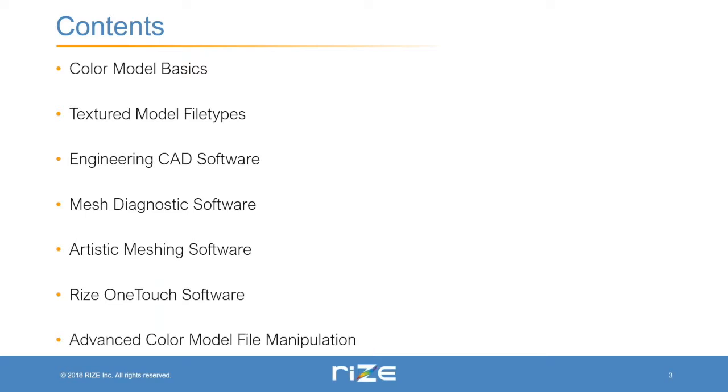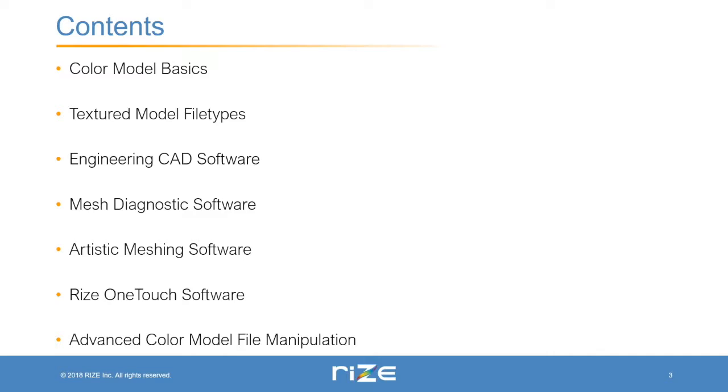So here are some of the things I'm going to be going over in this webinar. I'm going to start with some of the basics of color models. Then I'll be looking at the different types of file types that can be used for 3D printing with our software. Then we'll be looking at a few different kinds of software. Each of them is typically used in a different industry, or in some cases a different stage in the development process, and each of them have their own advantages and disadvantages.